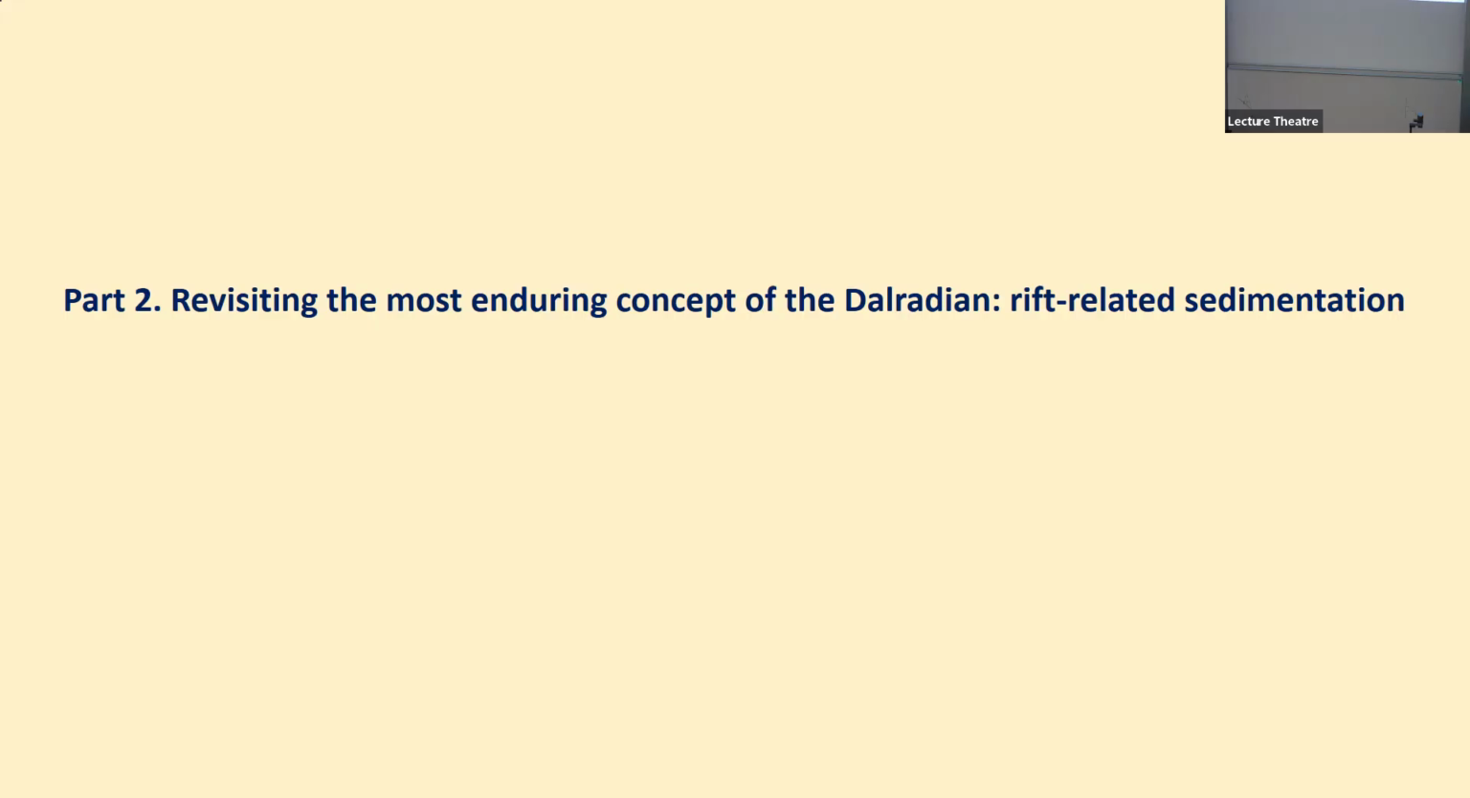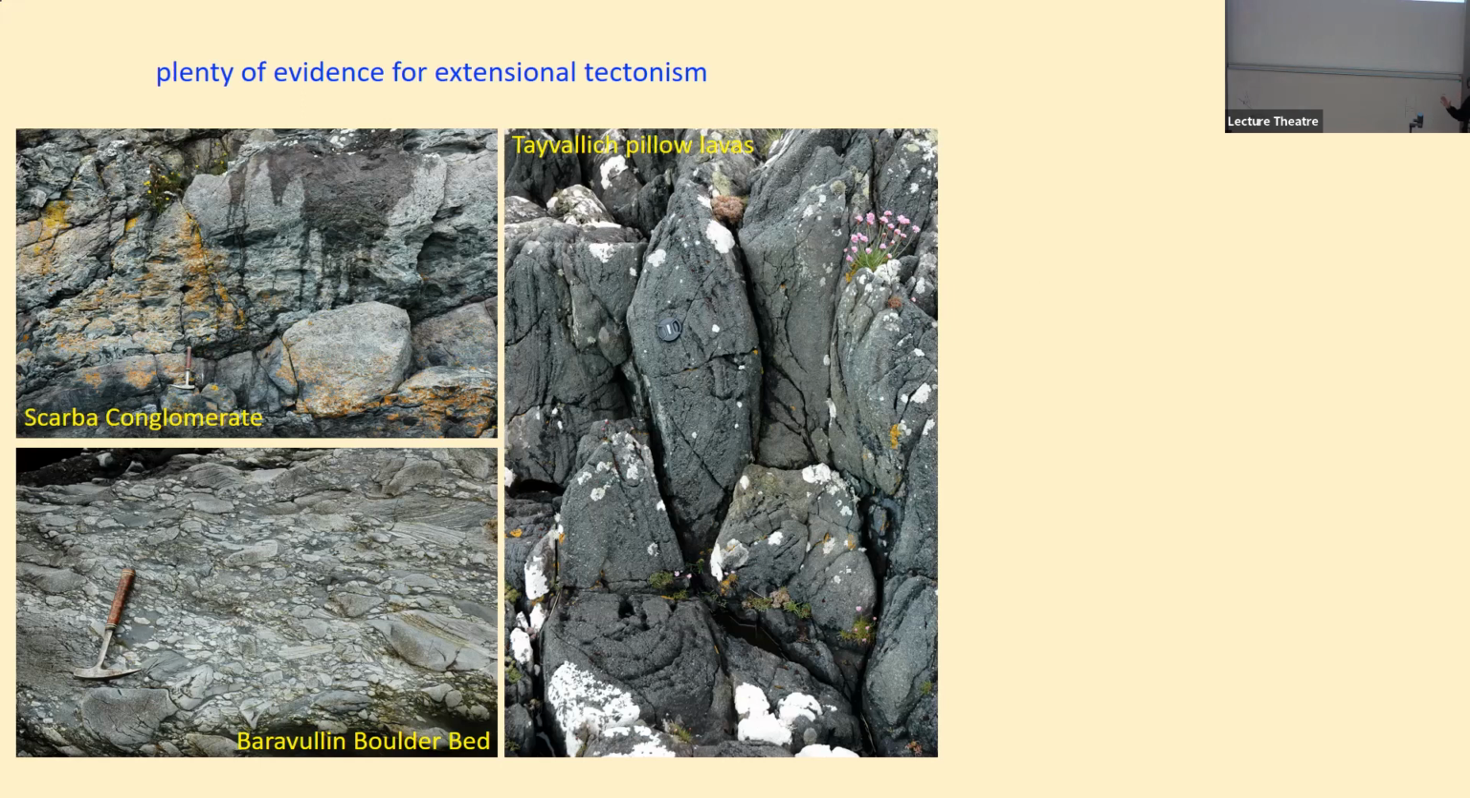Okay, so this is the revisiting part, and that is that the most enduring concept we have is that the Dalradian was formed in a series of rift basins. Okay, yes, lots of evidence for rift basins, or extension, let's say. You know, beautiful intraformational conglomerates and breccias that are being shed off of what are interpreted as sedimentary normal faults, things like the Scarba conglomerate, the Port Askaig boulder beds. And we see the pillow lavas and the Tayvallich volcanic units, which clearly, you know, show mantle source extension of continental lithosphere. This is occurring, there's no doubt.